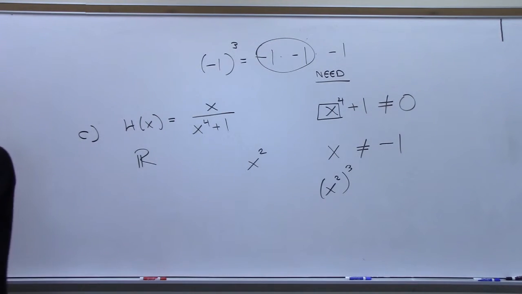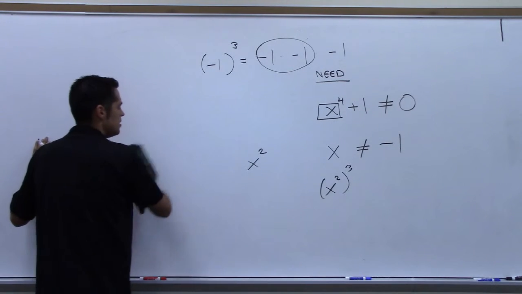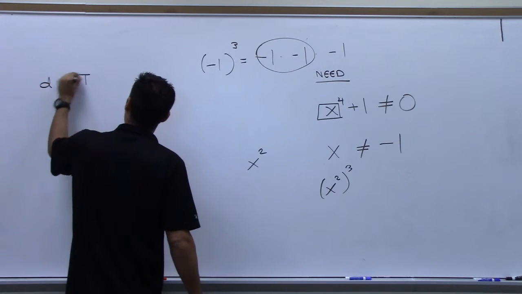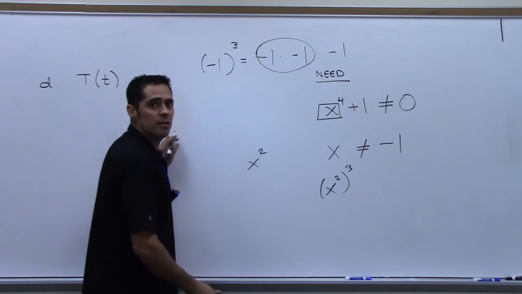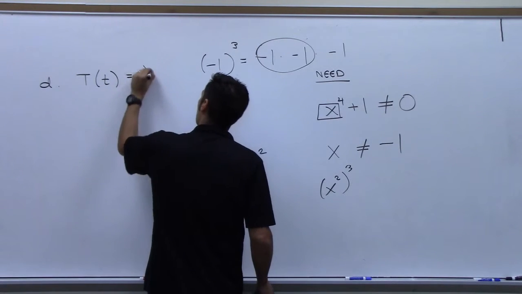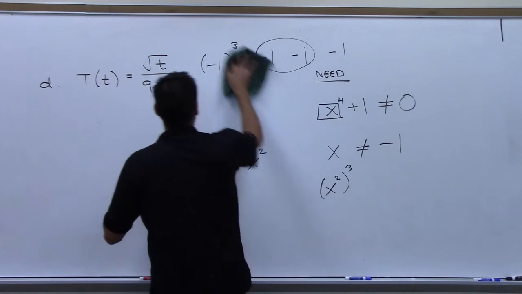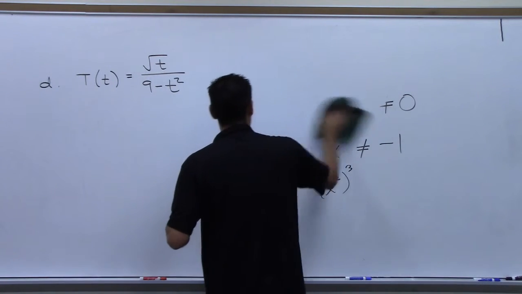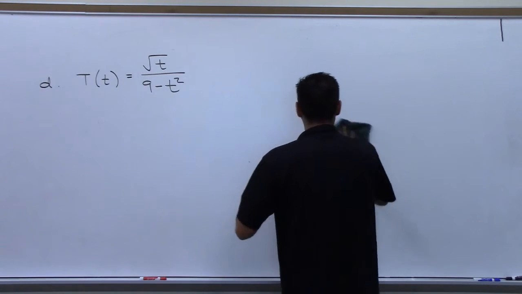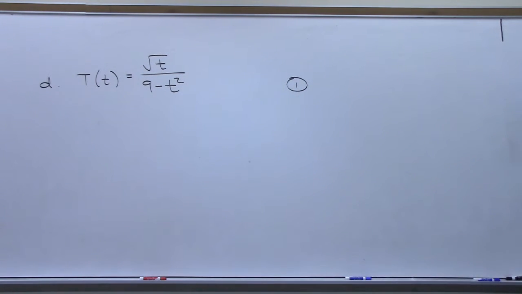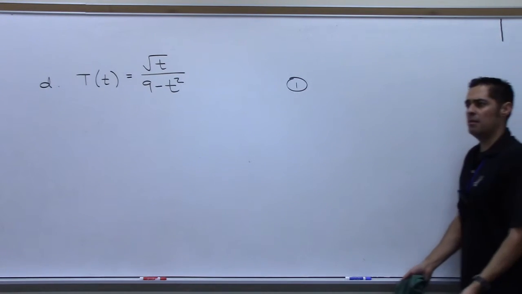Okay, let's see. How about D? On D, I use a different variable. Capital T of little t, that's kind of weird, right? Equals square root of t over 9 minus t squared. So let's again try and be a little more systematic about this. First of all, do we have any roots? Yes. Is it an even root? Yes, it's a square root, right?